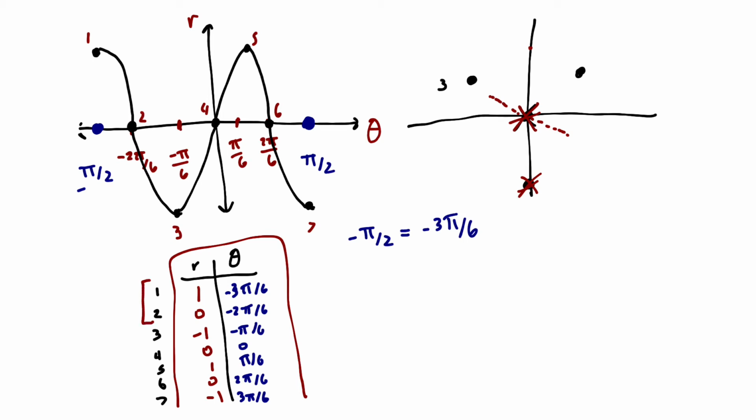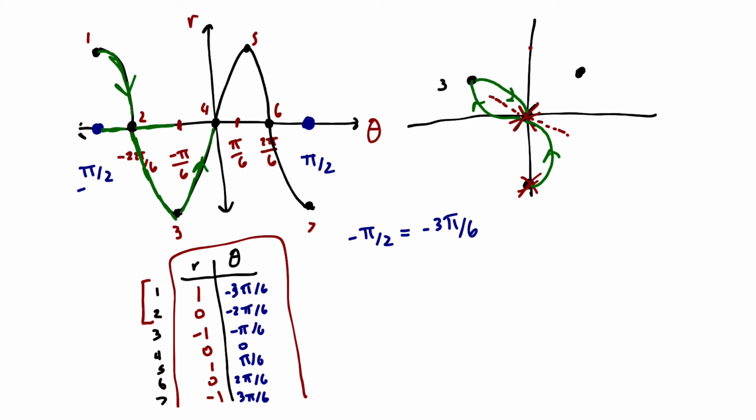So from point number 1 to point number 2, on this graph here, what's happening is that our radius is decreasing. So our graph will do something like this. Then from point 2 to point 3, our radius is decreasing to negative 1, which means our graph will go something like this. And then from point 3 to point 4, our radius is increasing to 0, which means our graph looks something like this.